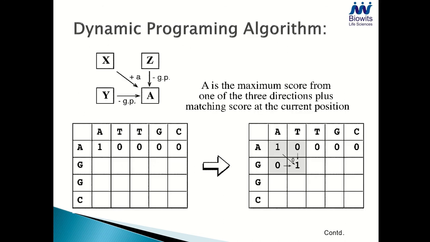So this is what we are talking about. This is the dynamic programming algorithm. So you can see these nitrogenous bases: adenine, thymine, guanine, and cytosine. They are placed in this particular box. Okay, A is the maximum score from one of the three directions plus the matching score at the current position. Okay, so makikita natin dito yung kanyang score and at the same time yung kanyang current position. Okay? So this is the nature of the dynamic programming algorithm.